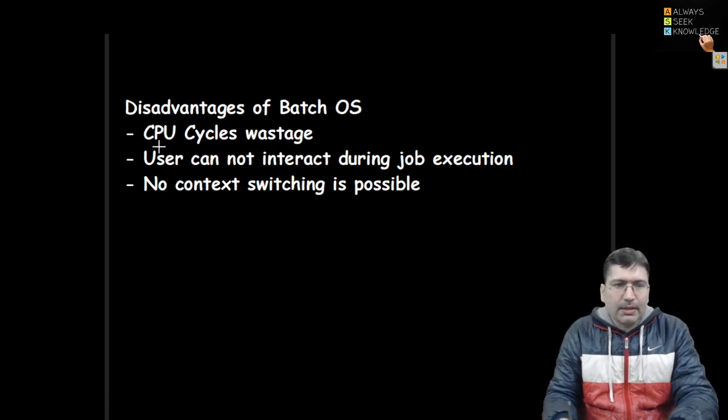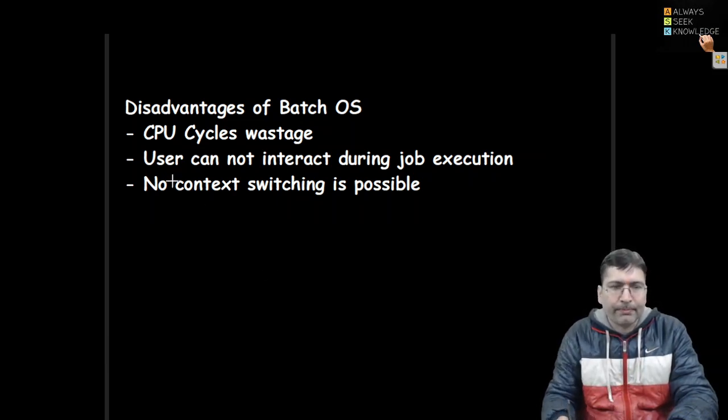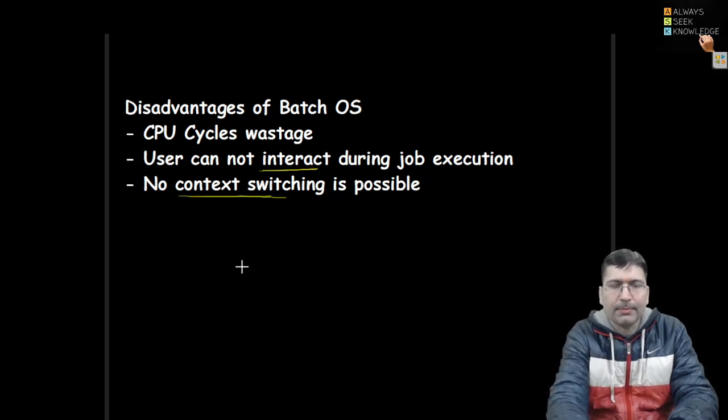Disadvantages we have already considered. CPU cycles can be wasted. When the process is busy with IO, the CPU becomes idle because the next process cannot start until the first one finishes its lifetime. The user cannot interact, which is the biggest drawback. Once the job processing starts, user interaction was not allowed, and context switching was also not allowed. One process in between cannot be interrupted until it finishes its lifetime, so another cannot be loaded inside the memory. Only one process is loaded in the memory.